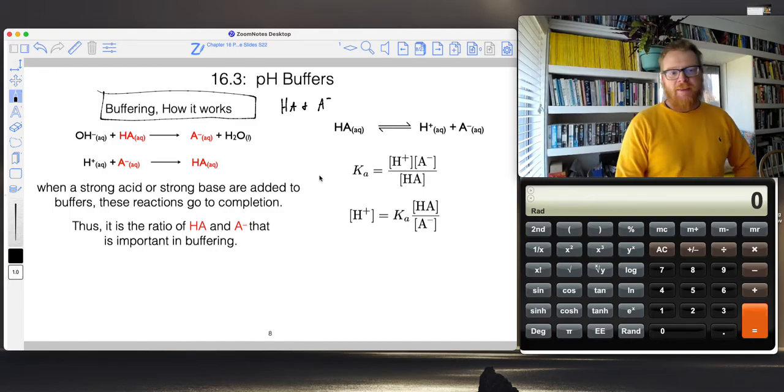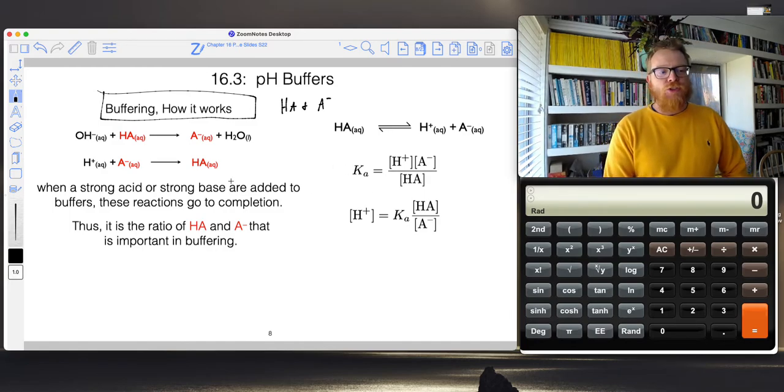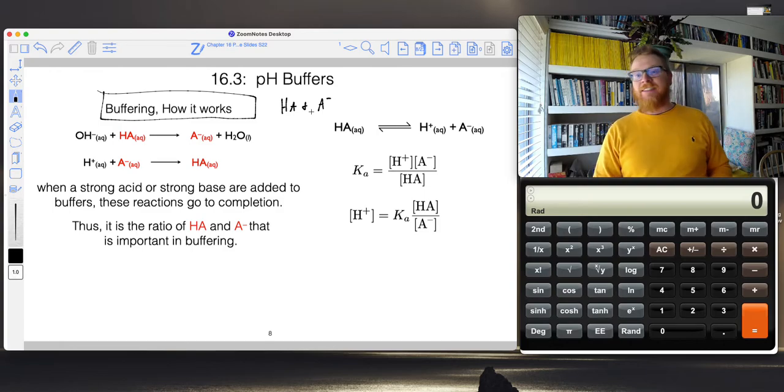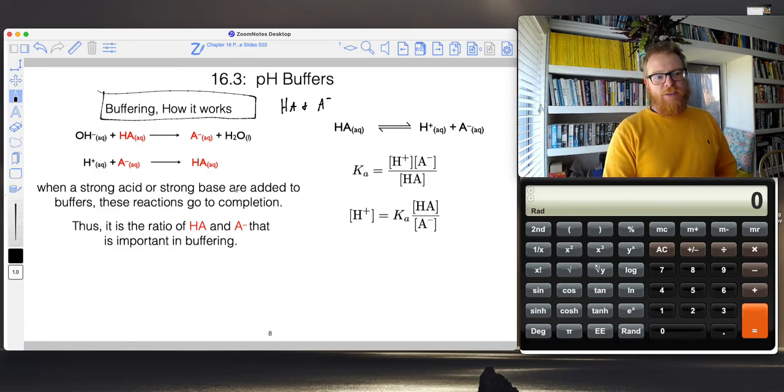Now if we think about this, we can add strong acid or strong base to this acid buffer. And either way, whether we add strong acid or strong base to an acid buffer, it's still going to resist a change in pH. When strong acid or strong base are added to buffers, these reactions go to completion. I demonstrated that in the previous video, right? If I add strong base to a buffer, it's going to react with the weak acid, just as we showed with that previous problem, and it's going to make more A minus and some H2O.